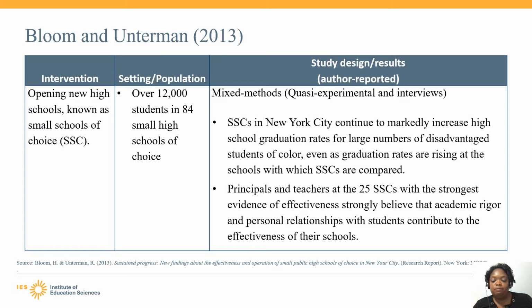In this 3rd installment of the study, new evidence was emerging that the small schools of choice may increase graduation rates for special education students and English language learners. However, given the still limited sample size for these subgroups, the evidence was not definite and more student cohorts will have to be added. The qualitative data of this particular study showed that the principals and teachers at 25 of the small schools of choice with the strongest evidence of effectiveness strongly believed that the academic rigor and personal relationships with students contributed to the effectiveness of their schools.